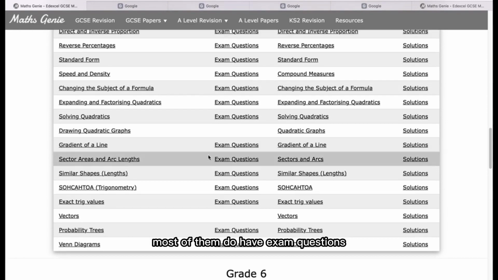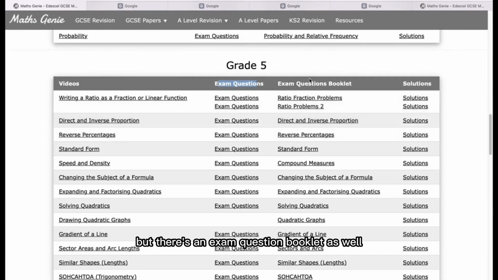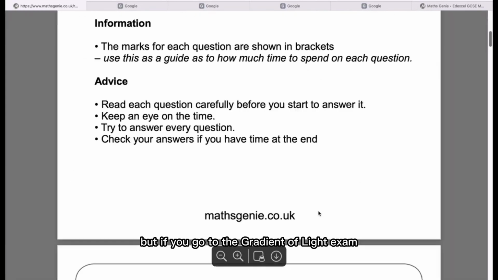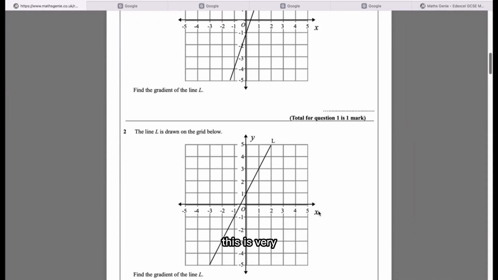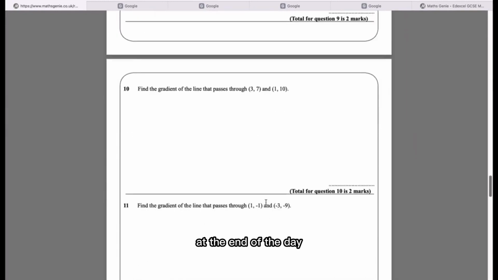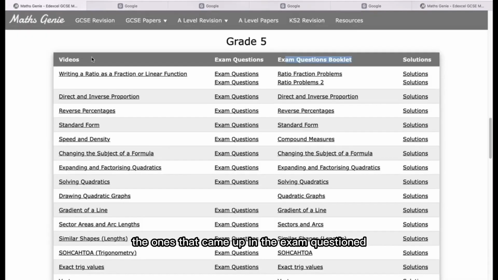Most of them do have exam questions, some do not, such as drawing quadratic curves graphs, but there's an exam questions booklet as well. This is where it may seem unnecessary, but if you go to the gradient of a line exam questions booklet, this is very useful. You can do these questions at the end of the day. They're the same things as the ones that came up in the exam questions.